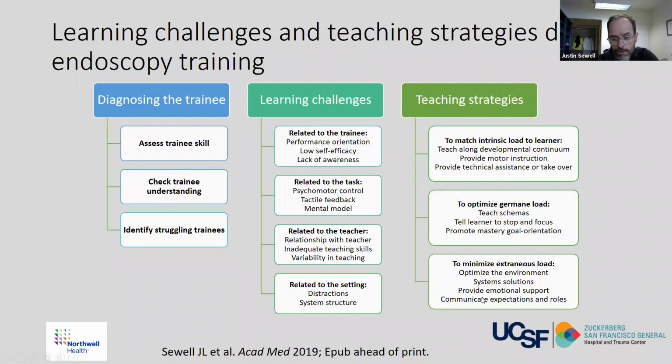They talked about emotional support. So negative emotions can induce distractions and extraneous load. And so they talked about identifying with fellows' struggles and reassuring them. And finally, they talked about communicating expectations and roles. So if the fellow knows when the teacher will take over, that removes some of the stress about how well they're doing. Uh-oh, is my teacher going to take over now?